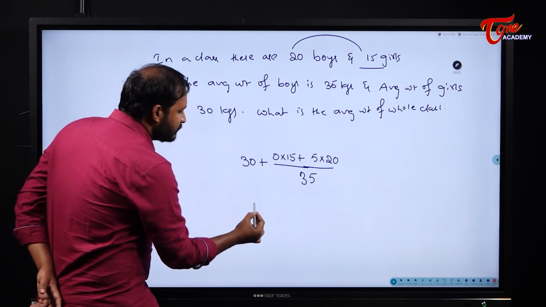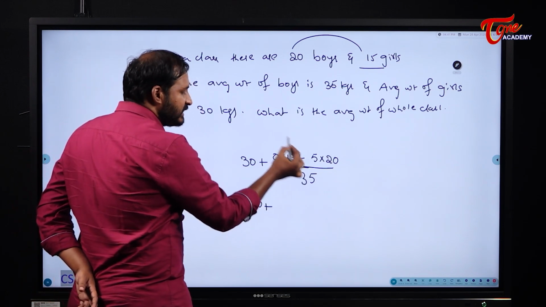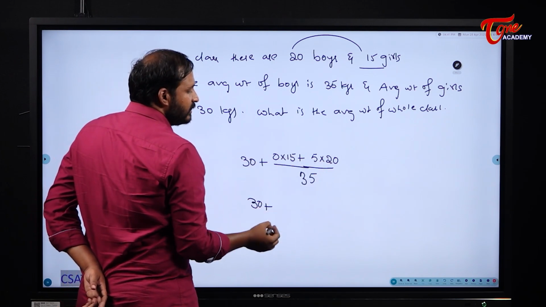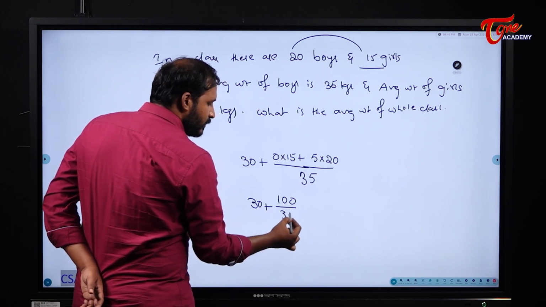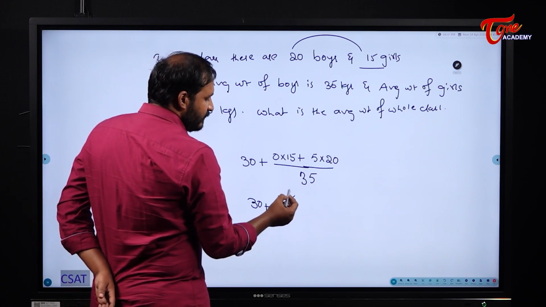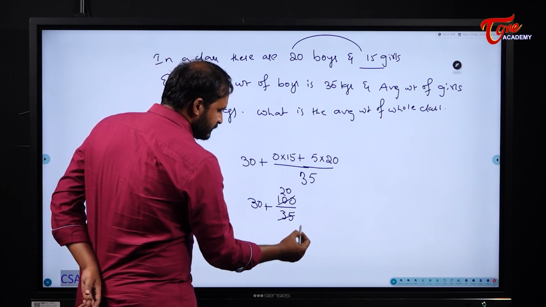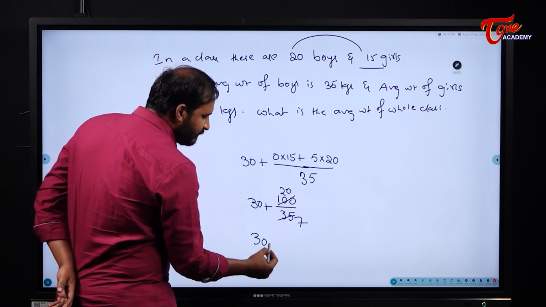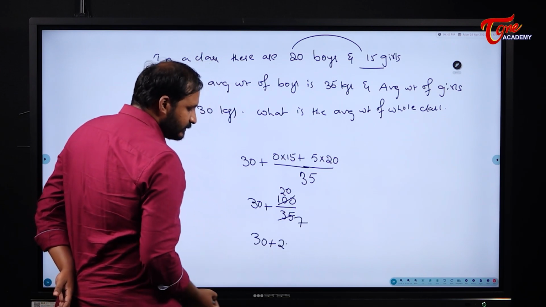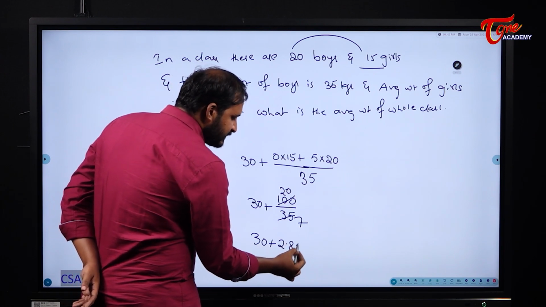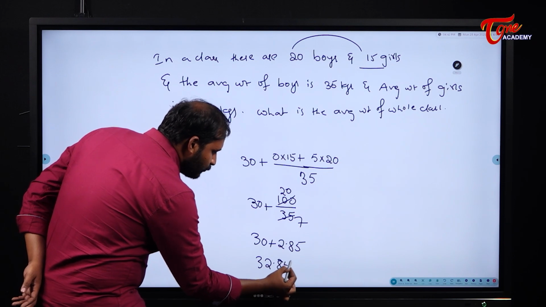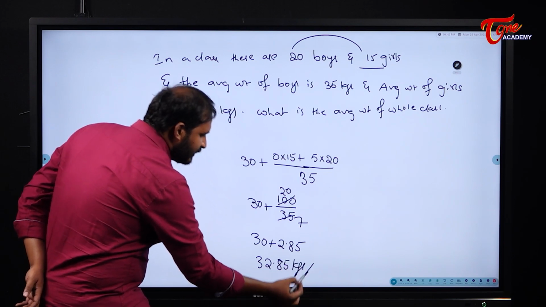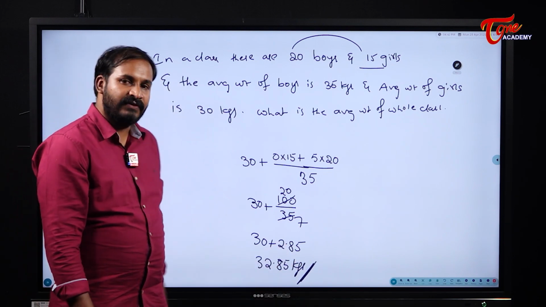So now what happens to this 30 plus? Anyway, no need to write the girls' one, but for your understanding I have written 5 into 20 means 100 by 35. Now if you want you can cancel 5 20s, 5 7s. So next 30 plus 20 by 7 means 2.85 something you will get. So approximately the average weight of the class is 32.85 kgs.